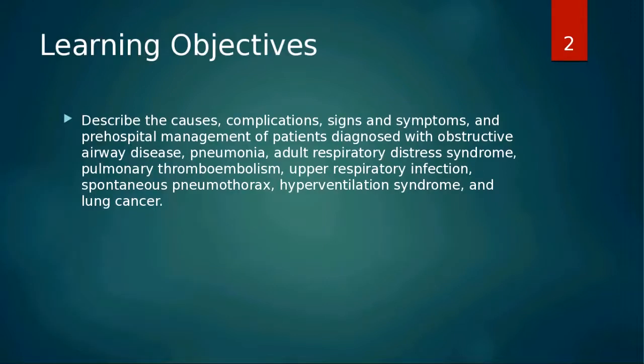So our learning objectives for today, we're going to describe the causes, complications, signs and symptoms, and pre-hospital management of patients diagnosed with obstructive airway disease, pneumonia, adult respiratory distress, pulmonary thromboembolism, upper respiratory infections, spontaneous pneumothorax, hyperventilation syndrome, and some neoplasm. We're going to touch on that just a little bit.